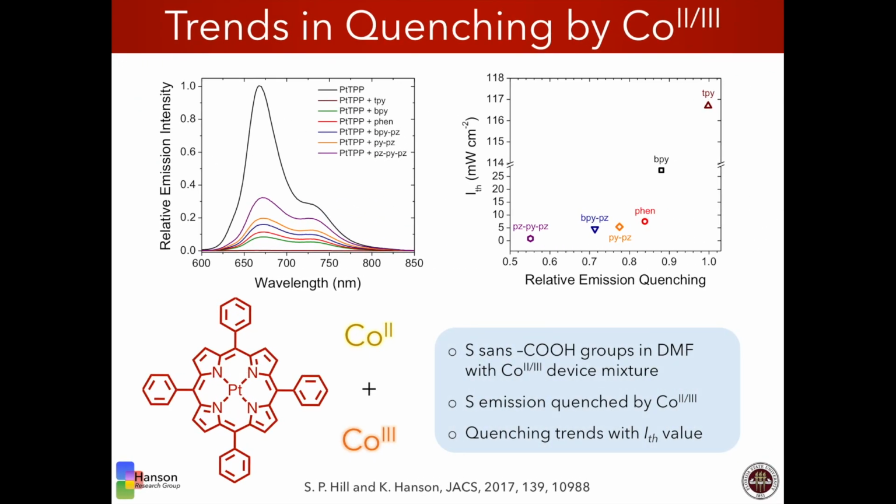In order to probe the differences in the crossover intensity, we looked at quenching by each of the cobalt species in the solution versus our sensitizer molecule. Our mediator solution consists of both cobalt 2+ and cobalt 3+ species that make up the redox couple. As you can see here, the relative emission quenching by each of the cobalt mediators of the sensitizer triplet state energy trends directly with the ith value or crossover intensity, meaning that the more quenching we have, the higher power density that needs to be put into the system to achieve maximum upconversion efficiencies.